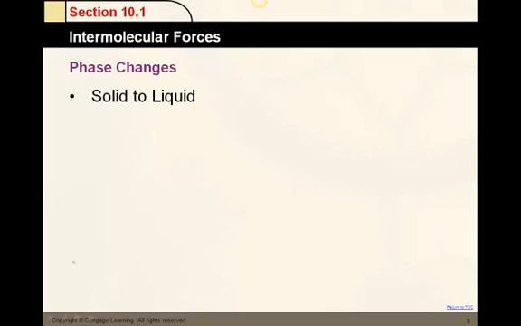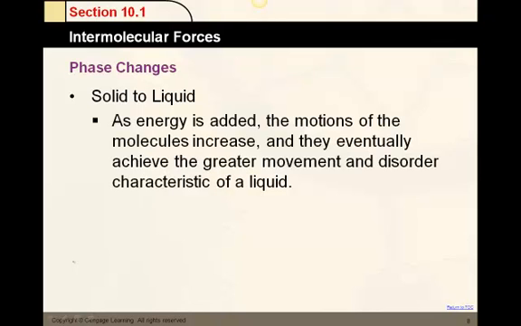Different phase changes, solid to liquid. What happens there? Energy is added. The motions of the molecules increase, and they eventually achieve a greater movement and disorder characteristic of a liquid. So we do have to overcome some intermolecular force in the solid for those atoms within the molecule to kind of pull apart from the neighboring molecules to have the freedom to move around.